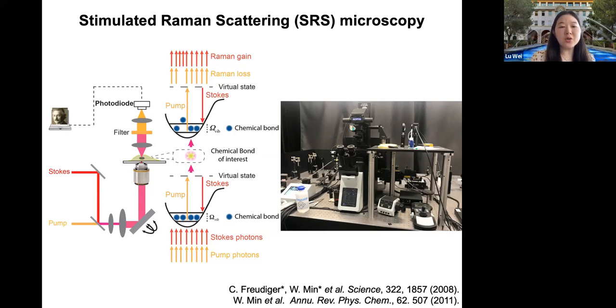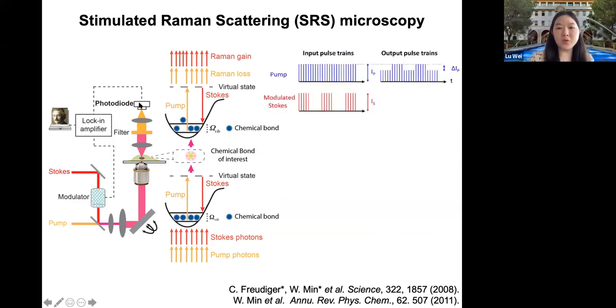Okay, so now you are detecting a signal on top of a laser, right? So you are detecting laser intensities. To reduce the laser fluctuation, a high frequency modulation transfer scheme would be ideal. It utilizes a high frequency modulator to modulate the Stokes beam at a megahertz and then detect the stimulated Raman loss signal exactly on the same modulation frequency using a lock-in amplifier detection.